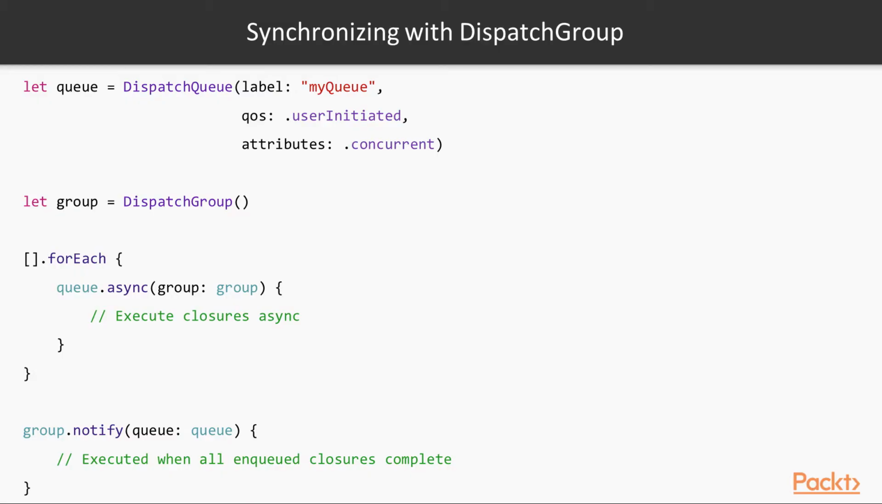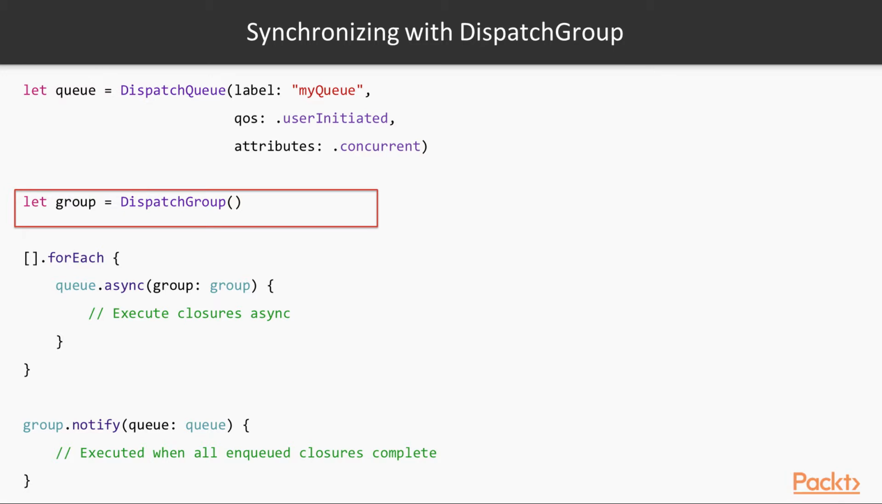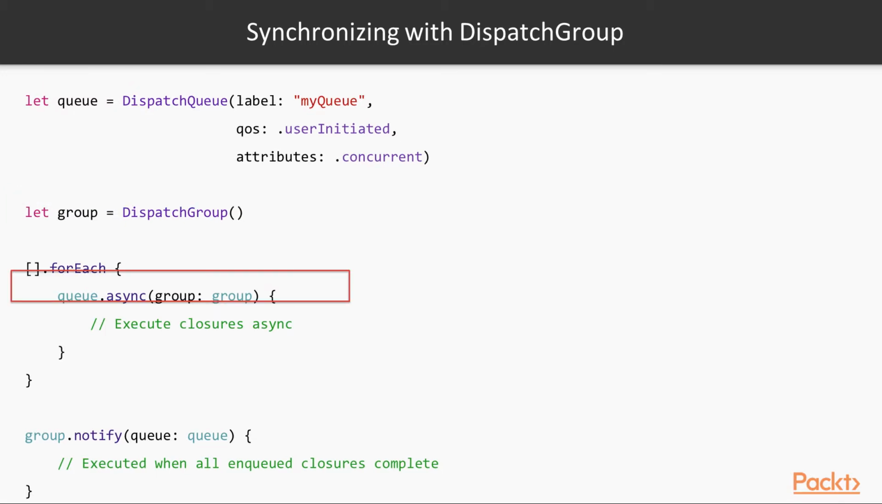Let's jump straight into the code. We create the queue as before. I'm using a concurrent queue again, but we can also use a group with a serial queue. We simply create a DispatchGroup instance. Then when we enqueue our closures with the async method, we pass the group as the group parameter.